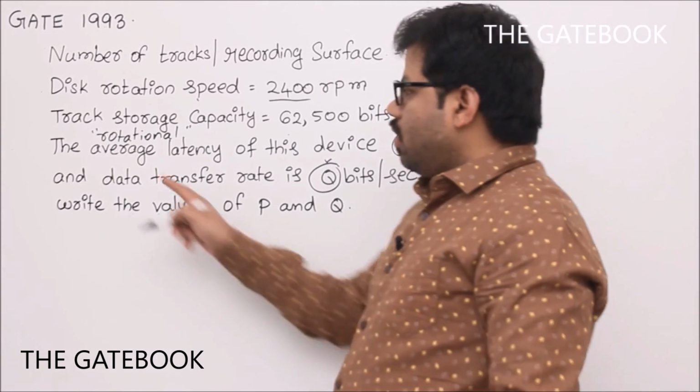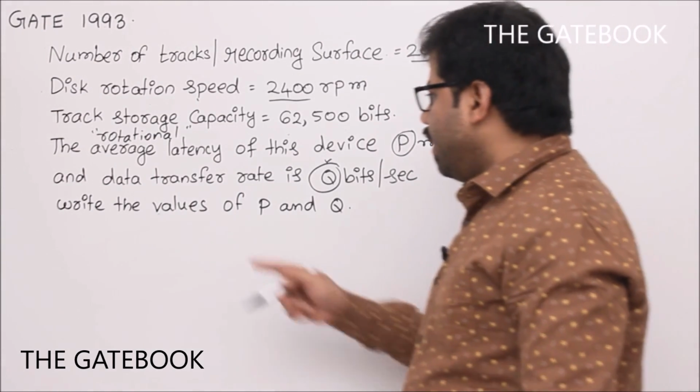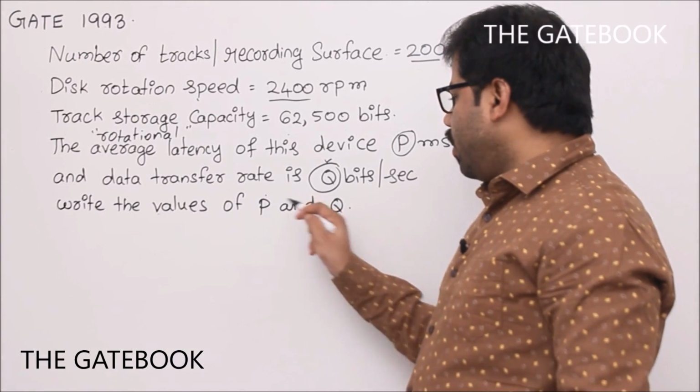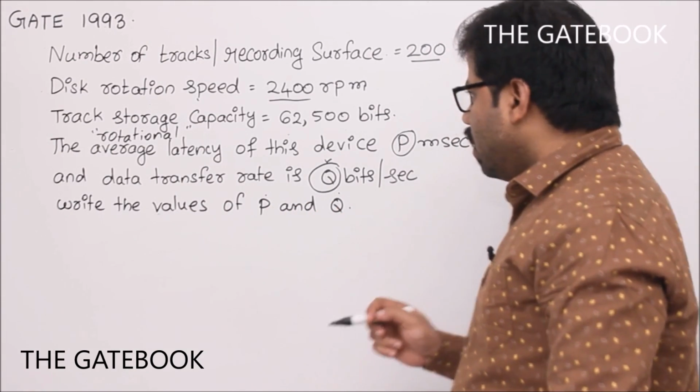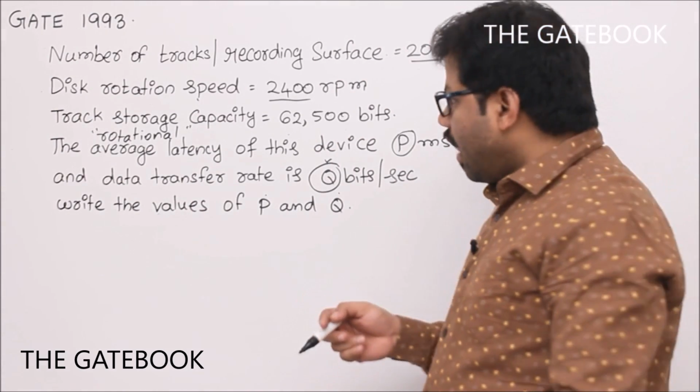Of course, the average rotational latency is p milliseconds and the data transfer rate is q bits per second. We have to identify the p value and the q value. That means I want to find out the average rotational latency, and second, the data transfer rate. So what is the average rotational latency?